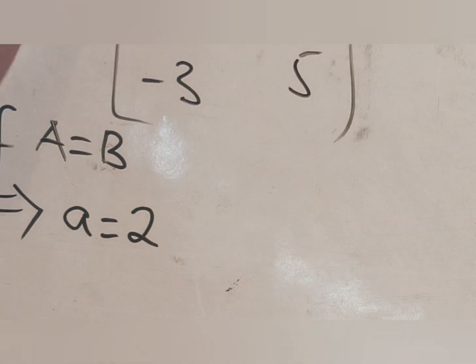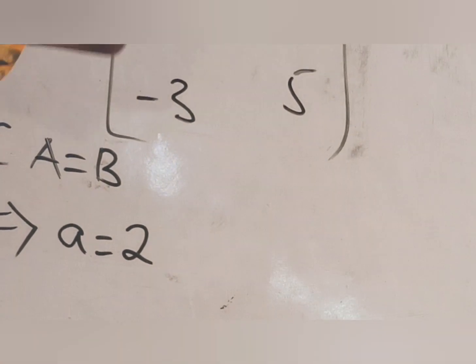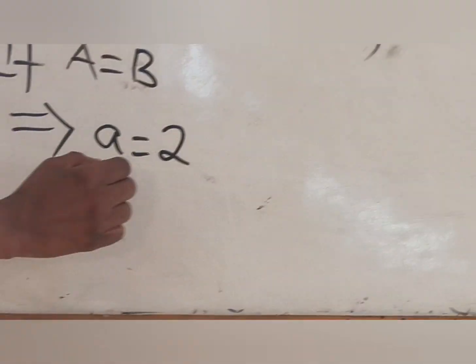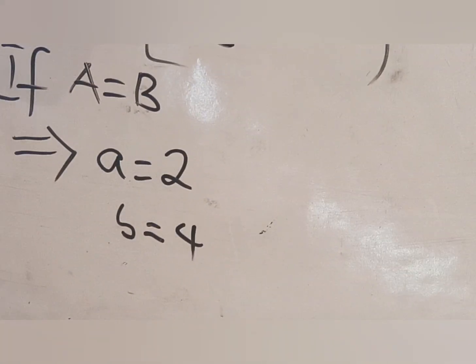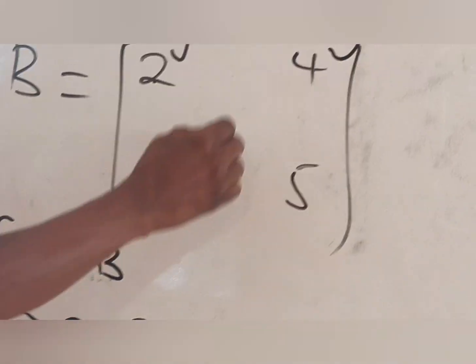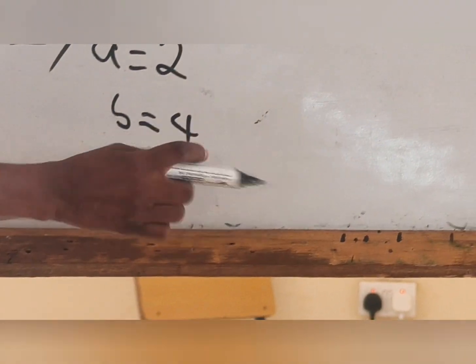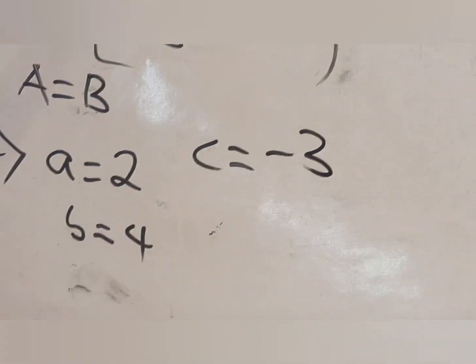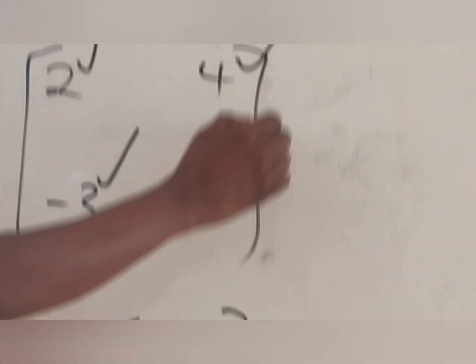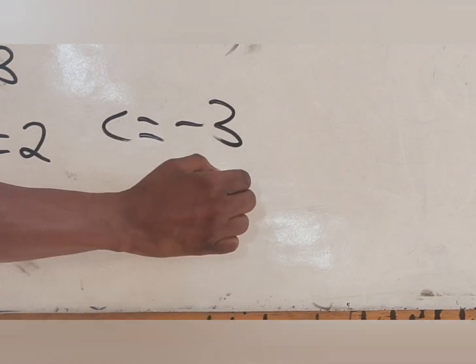So a corresponds to it. Now b corresponds to what? This one. b corresponds to what? 4. c, bottom left, so c corresponds to what? Negative 3. Then d corresponds to what? 5. So d is 5.